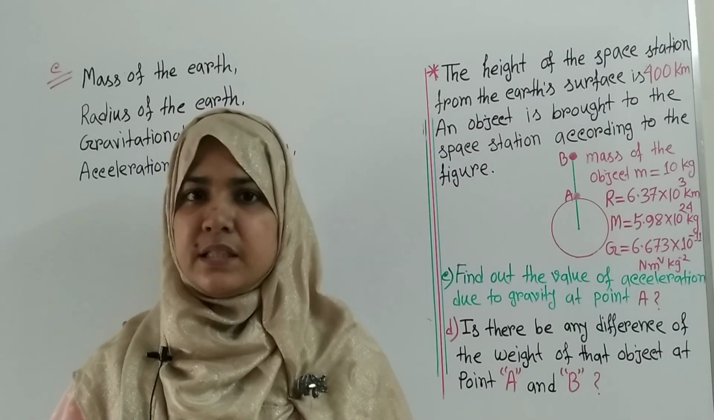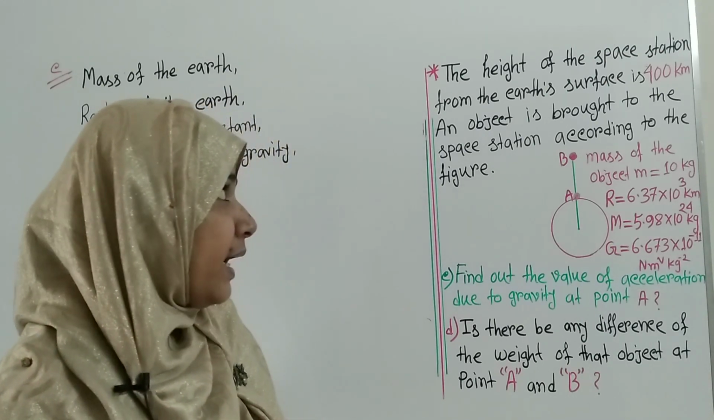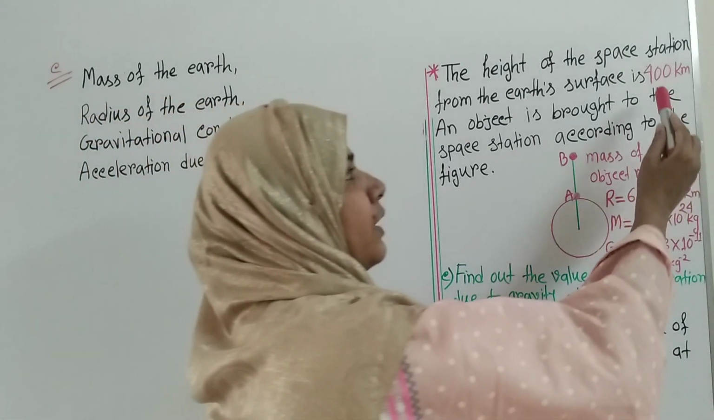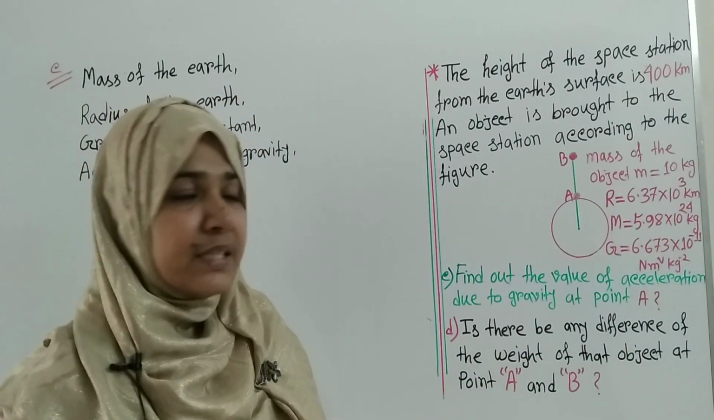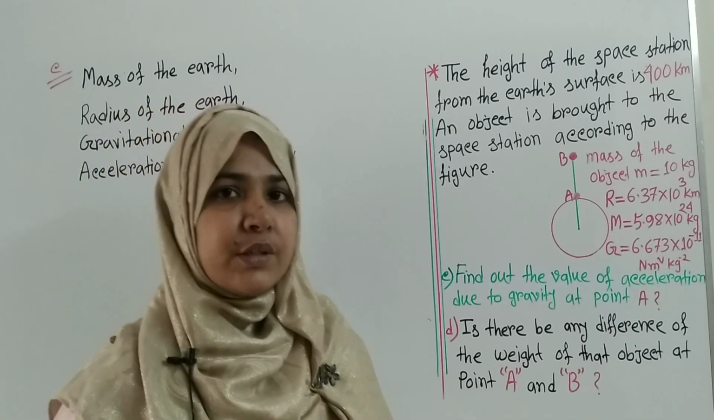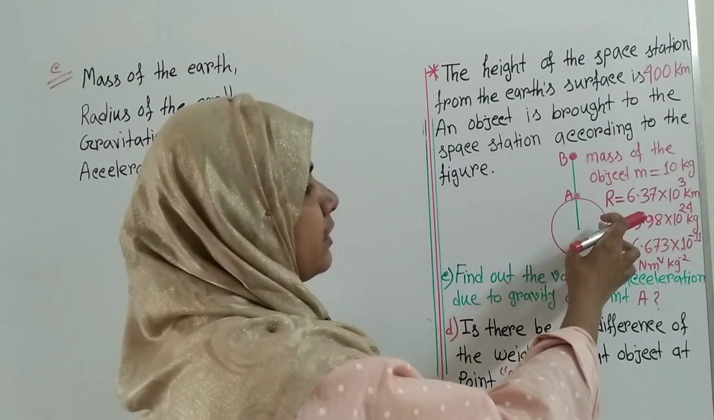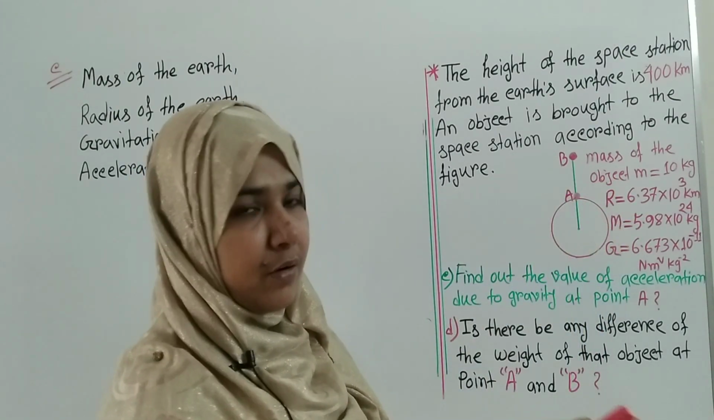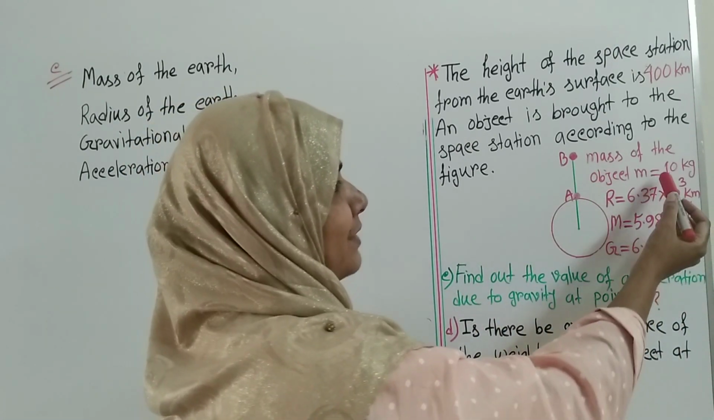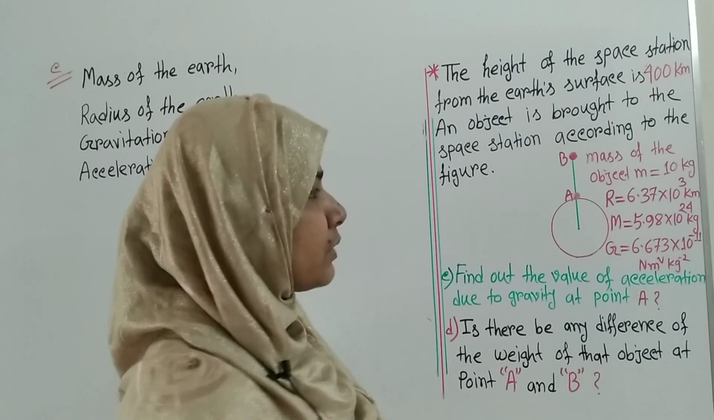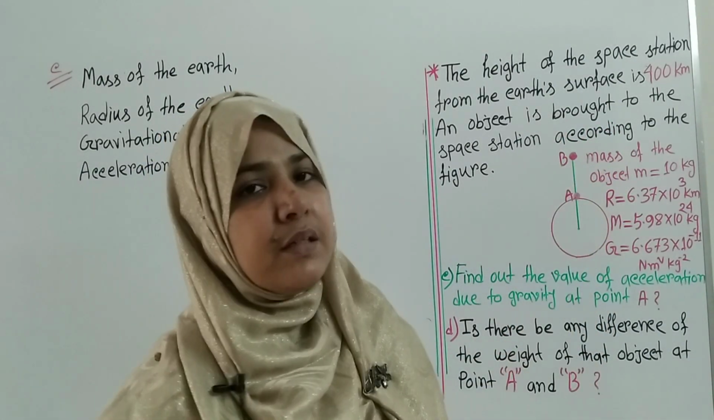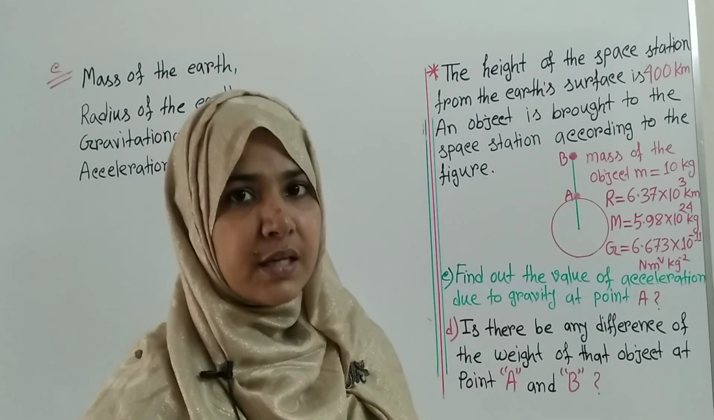Students, our second creative question is that the height of the space station from the Earth's surface is 400 km. An object is brought to the space station according to the figure. So here you can see in the figure, the object is firstly kept on the Earth's surface, and after that this object, which has a mass of 10 kg, is brought to point B. That means at the space station, which is 400 km away from the Earth's surface.